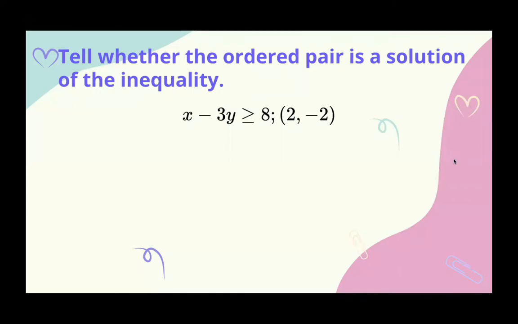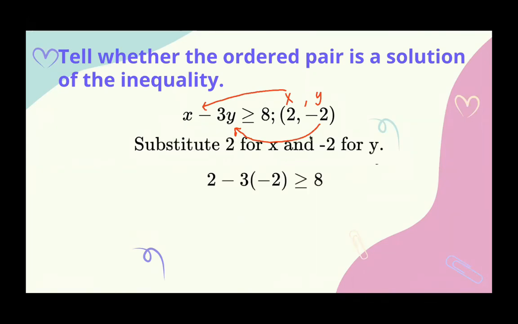Here is another one of these problems where we're going to tell whether the ordered pair is a solution of the inequality. We have the inequality x minus 3y is greater than or equal to 8, and the ordered pair 2, -2. 2 is going to be our x coordinate, and -2 is going to be our y. So we know that we're going to plug positive 2 into x, and then -2 into our y.